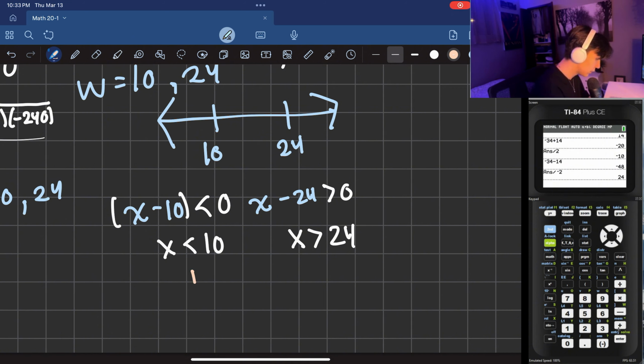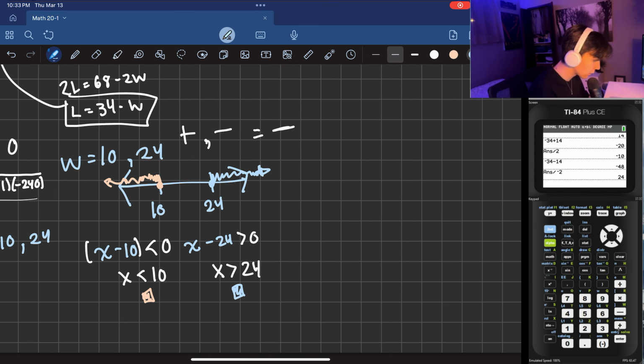So now what we can do is add 10 to both sides, and we get x is less than 10, and x is greater than 24 as our two inequalities. I'm going to represent this with the orange, and I'm going to represent the opposite with the blue. For the orange, we have x is less than 10, so we're going to shade anything that's less than 10 on this number line. So that's going to go left.